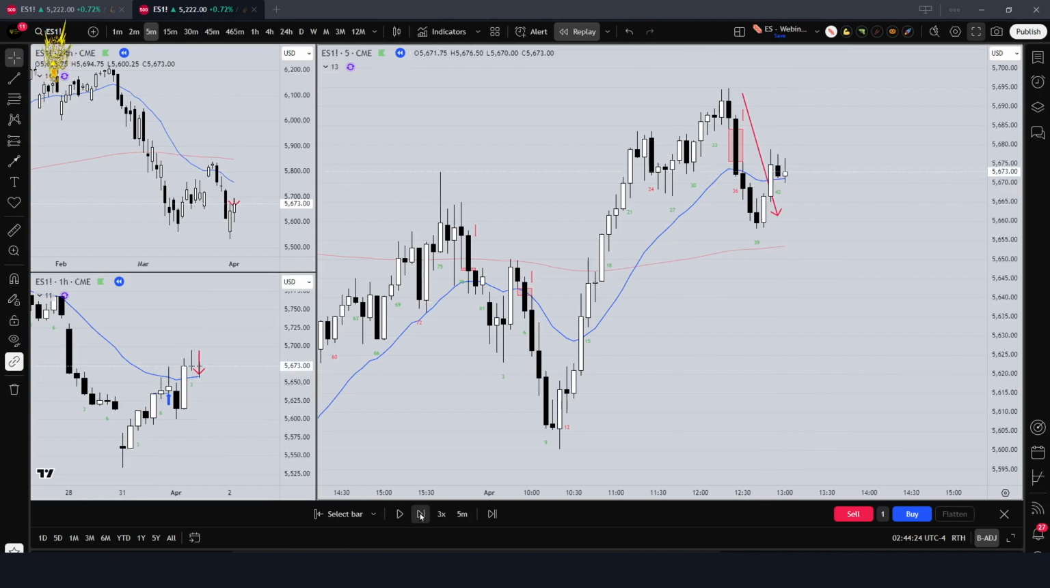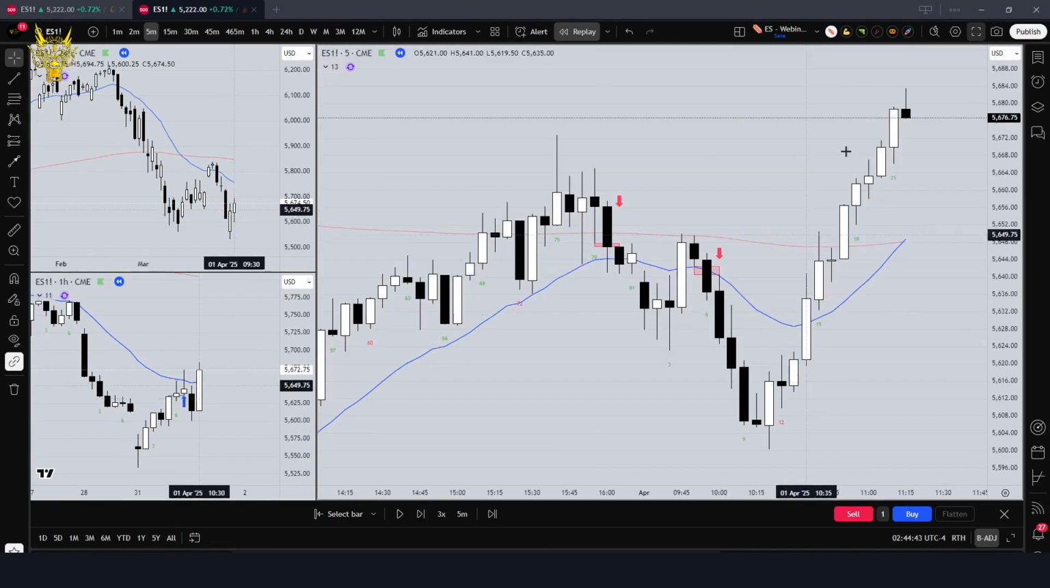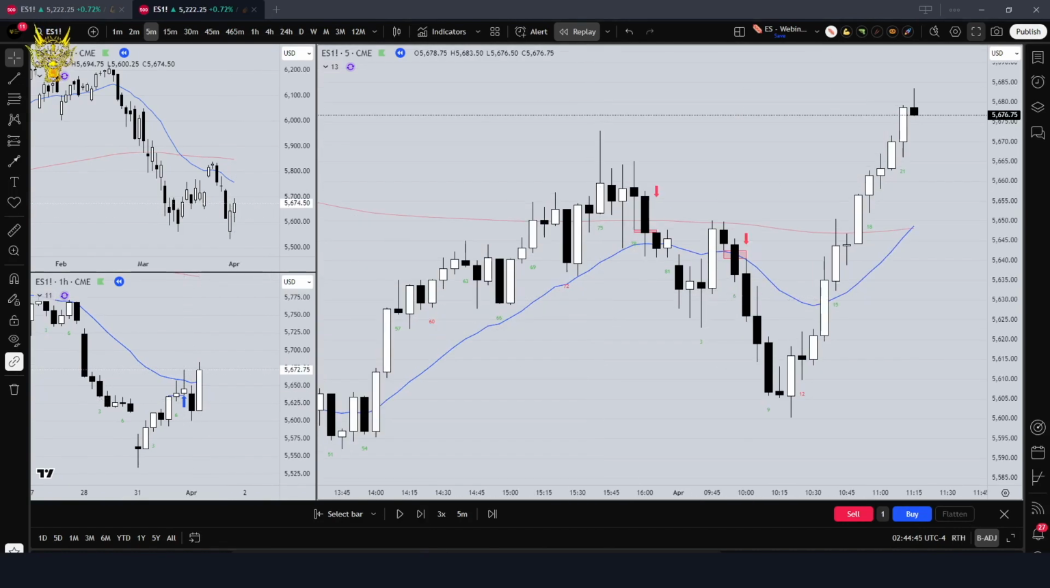42, 43, probably going to find sellers. Attempt from the bulls 43, still not a great buy. We're probably going to have to go lower. And there's your sell.